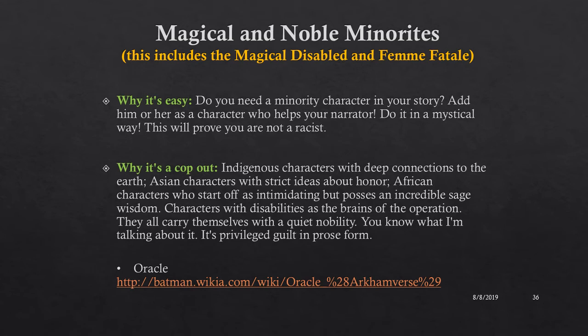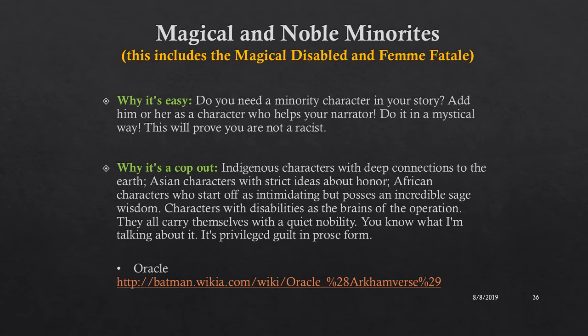So, magical and noble minorities. This includes the magical disabled and femme fatale. Why this is easy. So, do you need a minority character in your story? Add him or her as a character who helps your narrator. Do it in a mystical way. This will prove that you're not a racist.